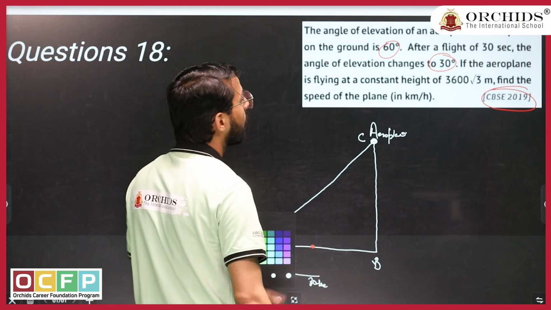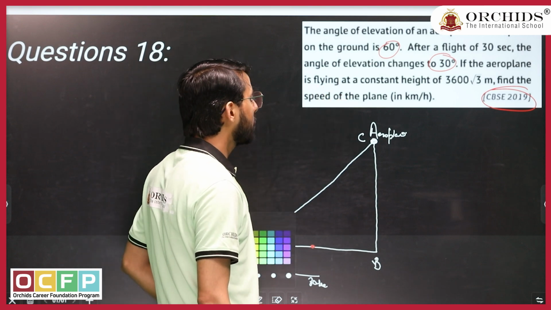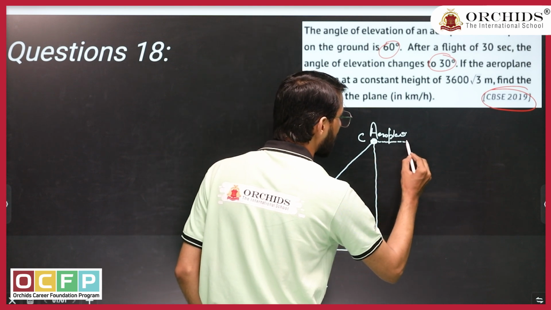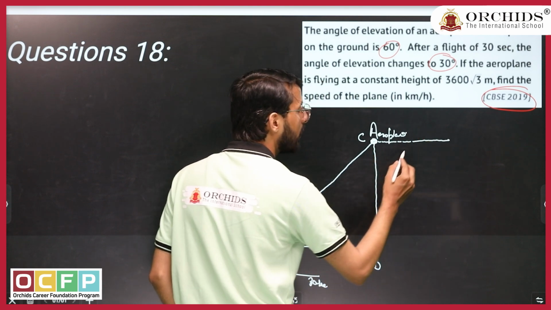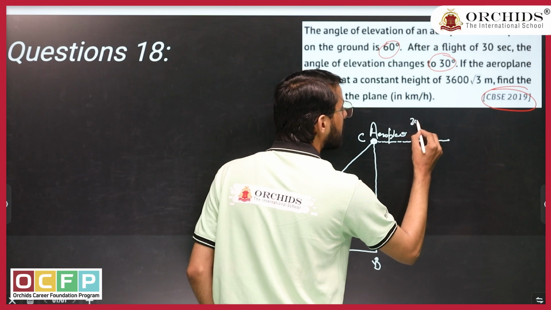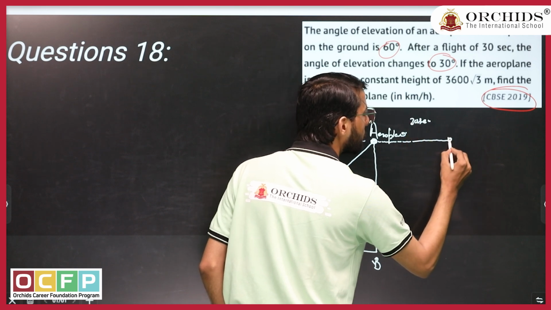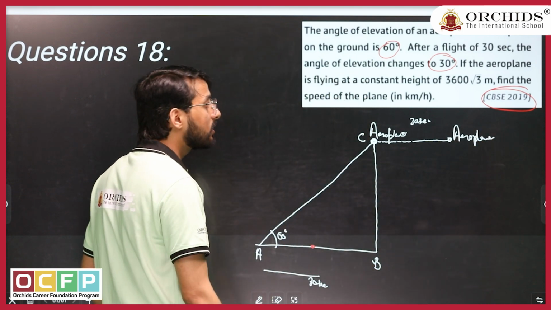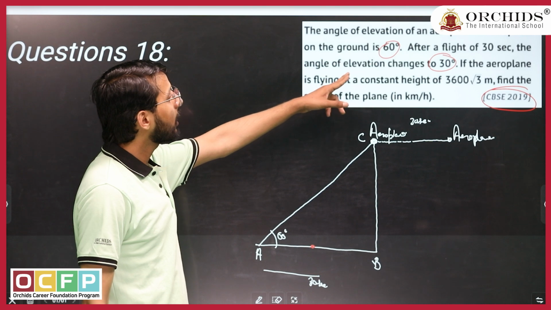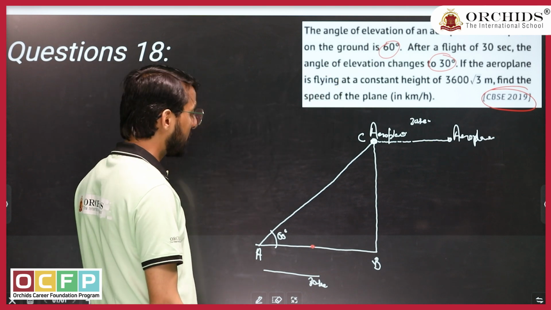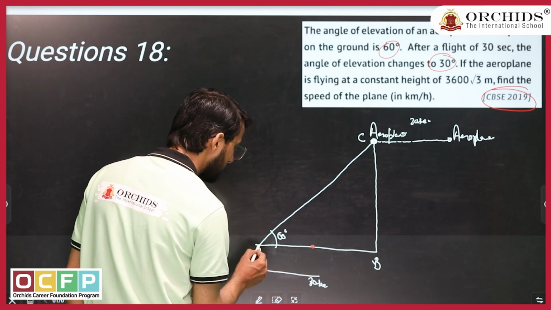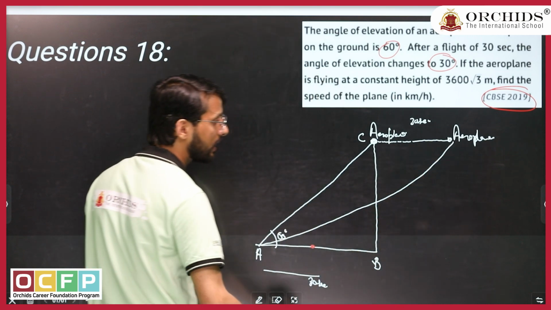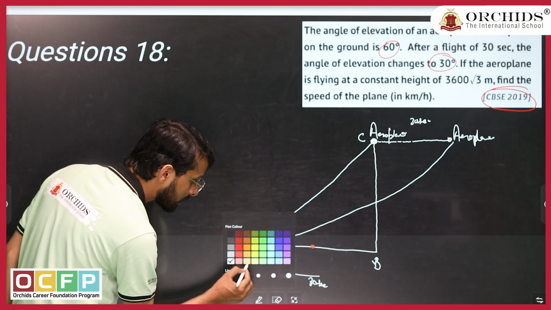Okay. Now, if the aeroplane is flying at a constant speed, and the angle of elevation is changing, at the same time the aeroplane is going somewhere; it traveled for 30 seconds. Now the new position of the aeroplane is here, and this time your angle of elevation becomes 30 degrees. So this angle is 30 degrees this time.